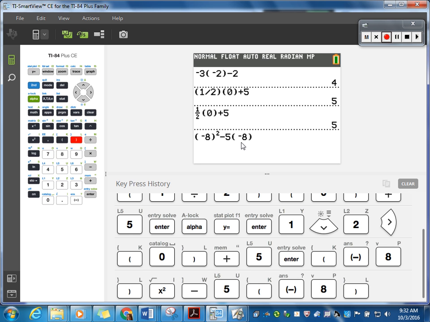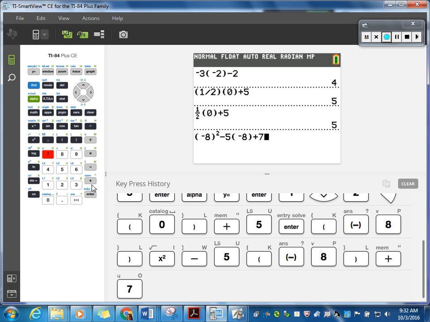So minus 5 times negative 8 plus 7. Notice I'm using the negative button and not the subtraction button.